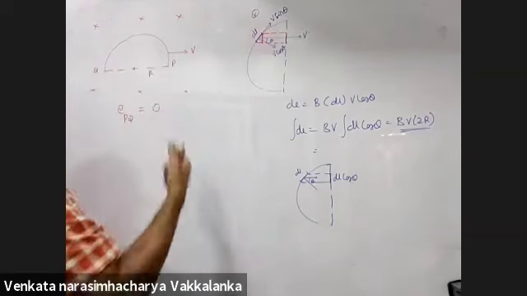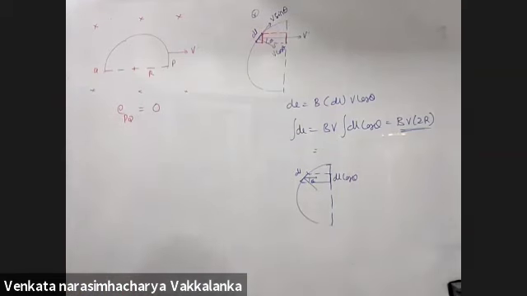So even across this will be 0, because the net total across the whole of the loop should be 0. So also the left half and right half will have cancelling effects. That way also we can look at it.